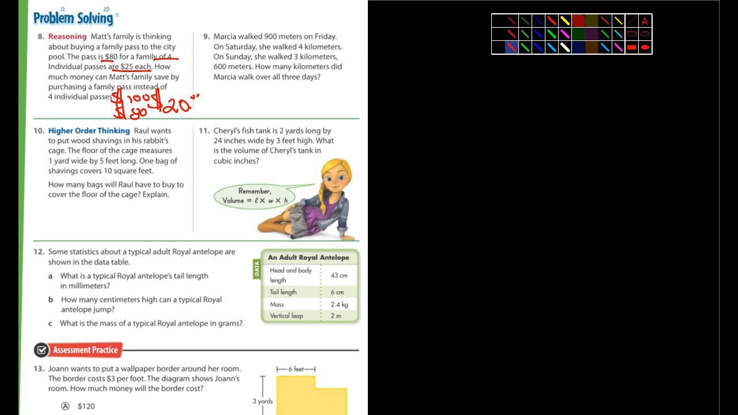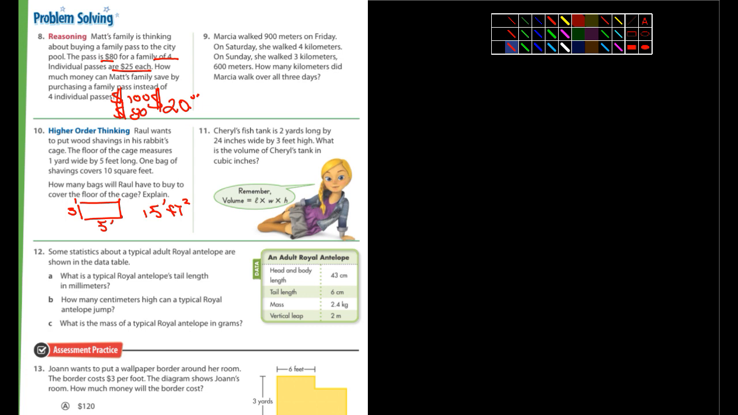How about number 10? Raul wants to put wood shavings in his rabbit's cage. The floor of the cage measures 1 yard wide, that's 3 feet, by 5 feet long. I just automatically converted that. So we're talking about area here. So it's going to be 3 feet by 5 feet. So that's going to be what? An area of 15 feet squared. Okay, feet squared.